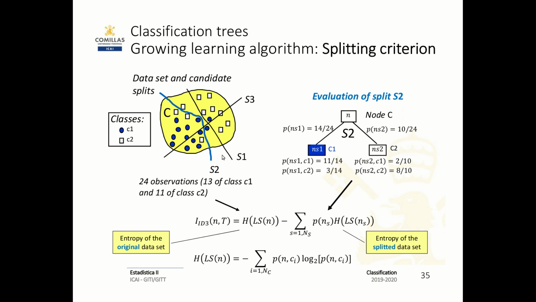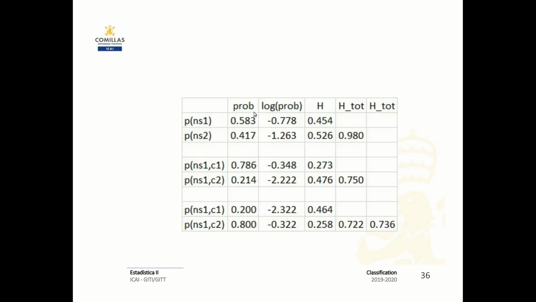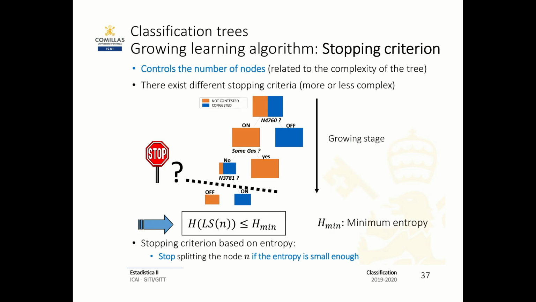If we have three candidates, we have shown how to calculate the entropy reduction for S2, but we can do the same for S1 and S3. Here you have the calculations for S2, and you can do them by hand and check that you get the same numbers, and then you would choose which is the best split.